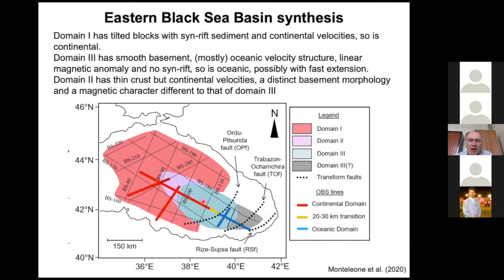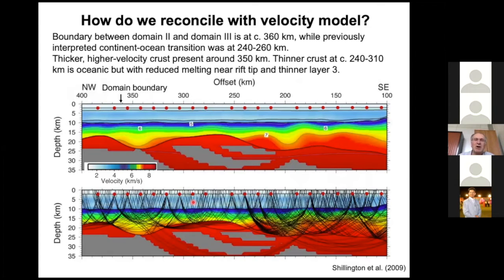So where does that leave us? The issue this raises is that, based on our velocity models alone, we previously interpreted this region here as continental, but in terms of the basement morphology, in terms of the magnetic character, it looks very much like oceanic. So how can we reconcile these different ideas?